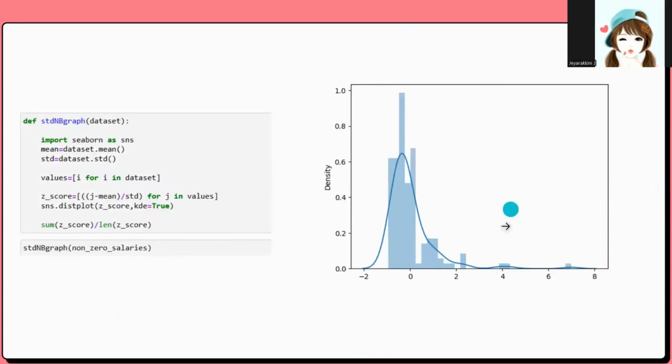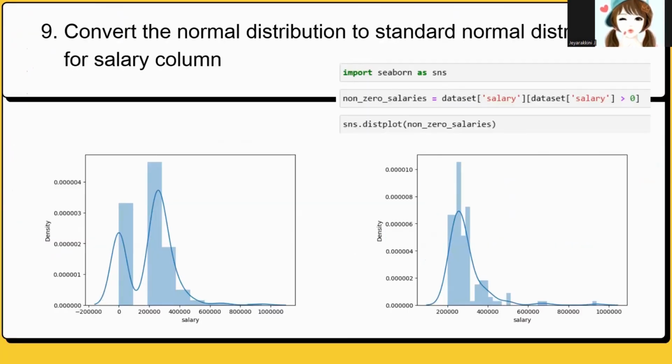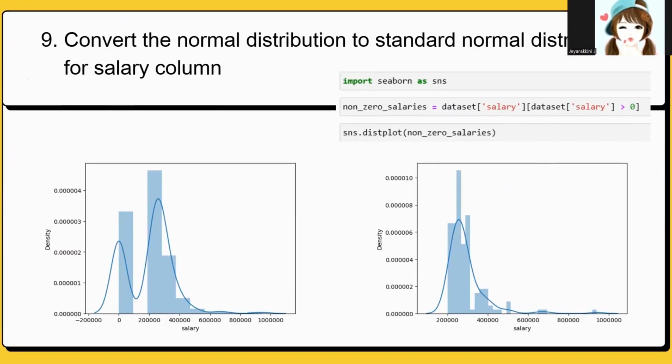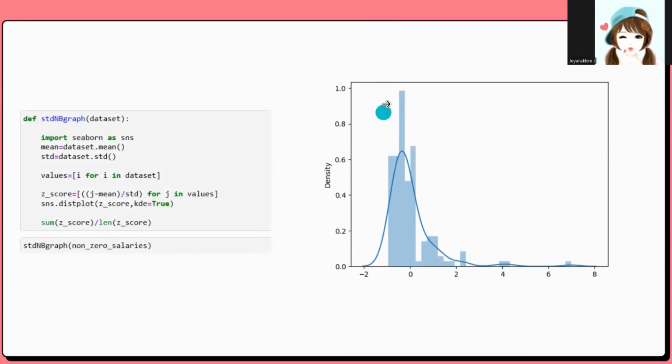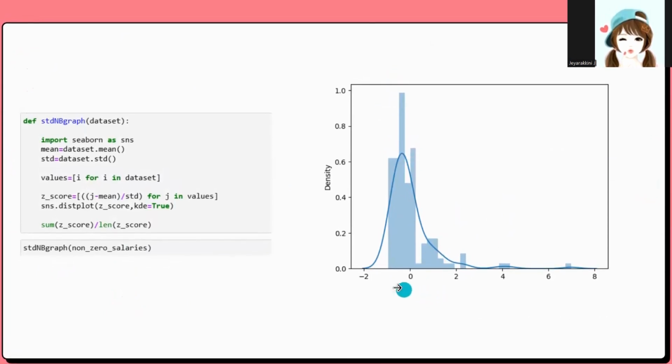And to convert it into standard normal distribution, we use the code here. What's the difference between the normal distribution and standard normal distribution? The standard normal distribution has the standard deviation like this in -1 to +1, -2 to +2, it kind of shrinks it within a particular range, and their mean is 0. Their average, where the peak lies, is 0.